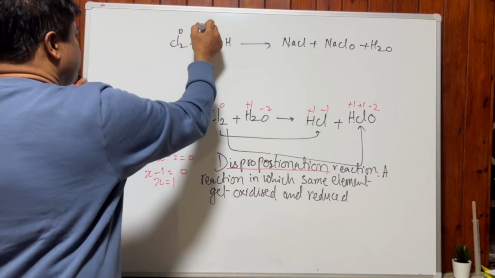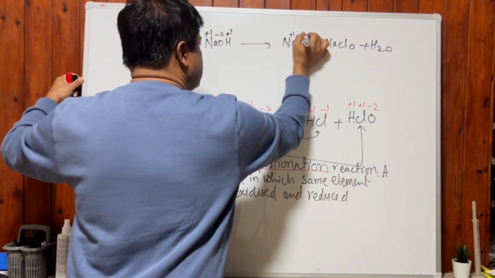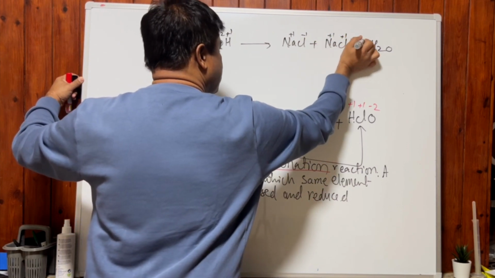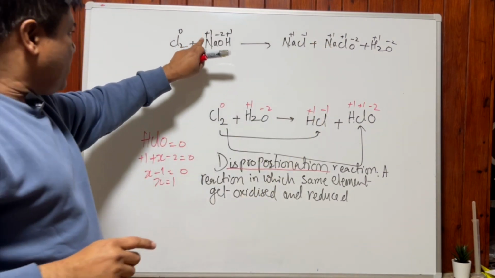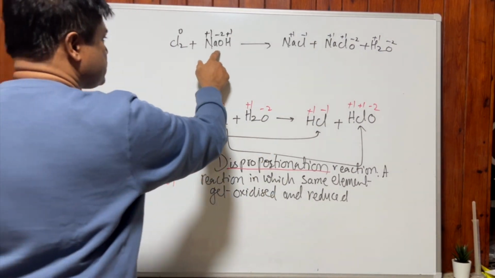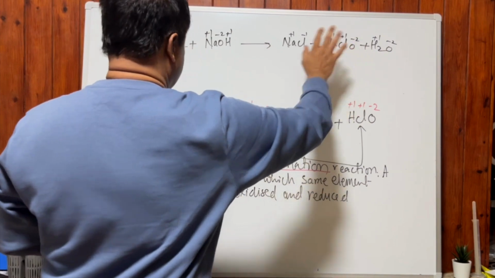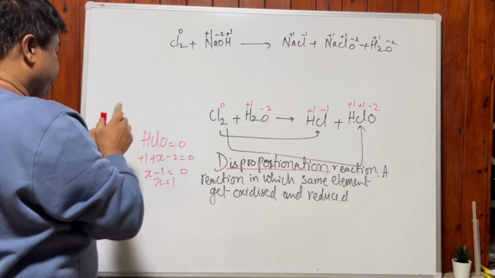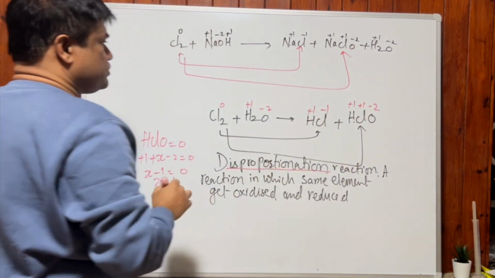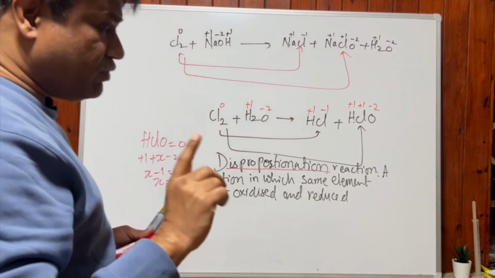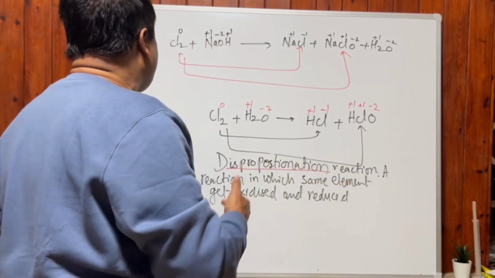Check whether this is a disproportionation reaction or not. Let's see. Chlorine 0, sodium +1, oxygen -2, hydrogen +1. Na +1 always, -1, Na +1, chlorine +1, -2, hydrogen +1, oxygen -2. Is there any change in the oxidation state of sodium? No change. +1, +1, +1, spectator ion. Oxygen? -2, -2, -2, no change. Hydrogen? +1, +1, no change. So look at the chlorine: 0 to become -1 and 0 to become +1. So this is an example of a redox reaction in which the same element gets oxidized and reduced. So this is an example of a disproportionation reaction.